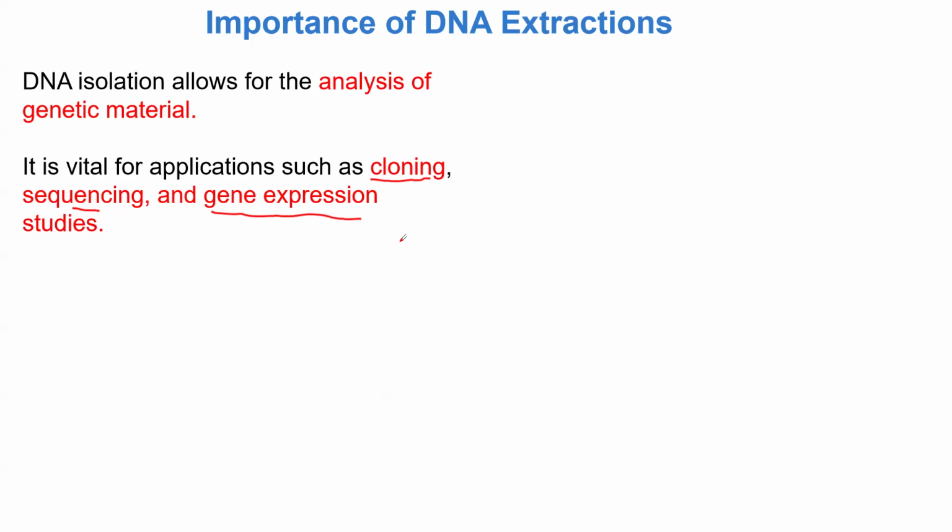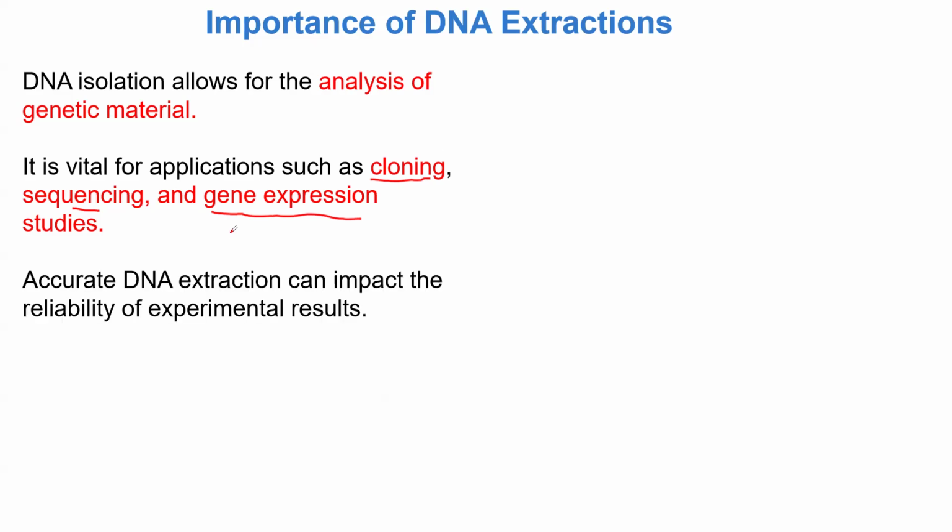For example, melanin in humans is associated with skin color. So if you want to know how much melanin you produce in your body, that is what you call gene expression at a specific time. You want to know how much of the melanin gene is expressed or produced at a particular period in time. That is what you call gene expression and other studies.